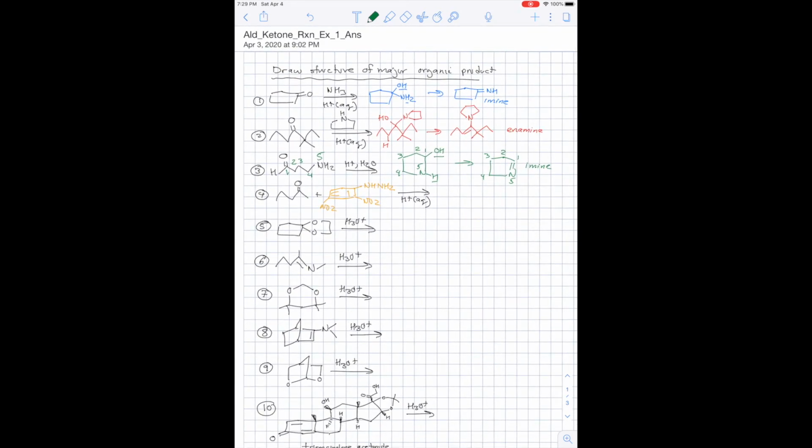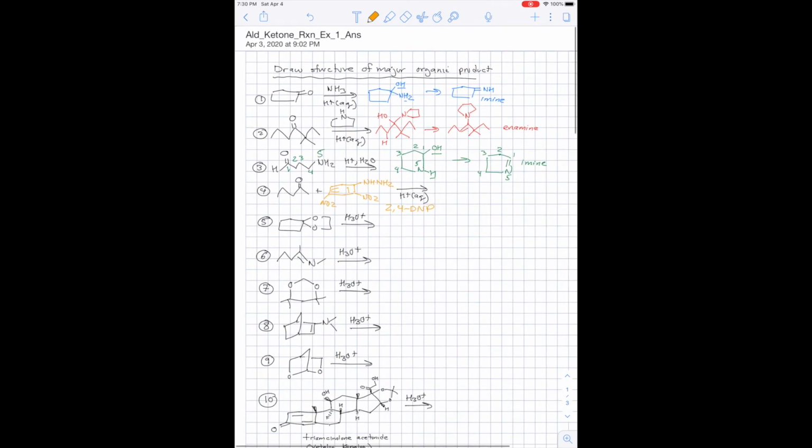So number 4 looks kind of weird and scary because this orange compound is kind of weird and scary. And it turns out that this molecule, which has the name of 2,4-dinitrophenylhydrazine, which, because organic chemists are naturally lazy, we're going to abbreviate as 2,4-DNP, is a reagent that's commonly used in qualitative analysis for both aldehydes and ketones. So we're just going to treat this like a really big, fancy primary amine.